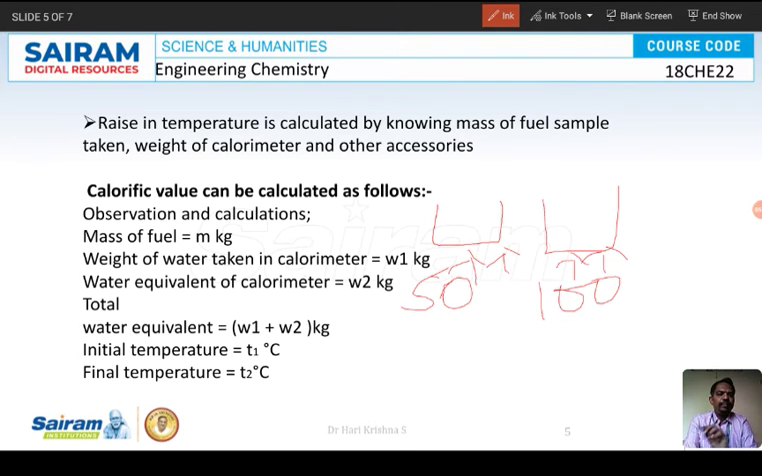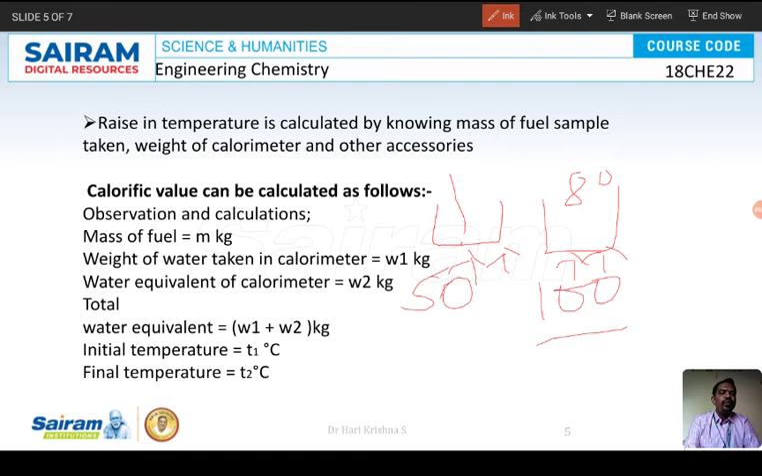After 5 minutes, what will you observe? The temperature of this one will be more than 100 degrees Celsius, as it is on a high flame. It will cross 100 degrees Celsius, and the water present here will start evaporating, whereas this one will be around 80 degrees Celsius.